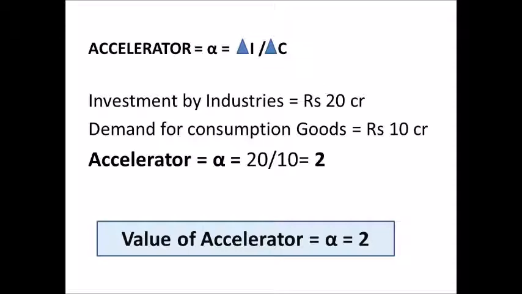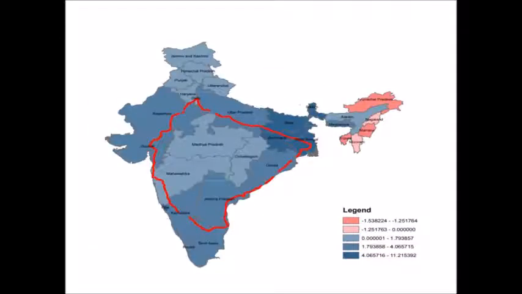Let us understand accelerator principle with an example. Suppose there is a demand for rupees 10 crores worth cement. Hence, the factory owner has to invest rupees 20 crores to meet the demand. Twice the amount of investment the owner has to make to meet the demand because the accelerator value is 2.